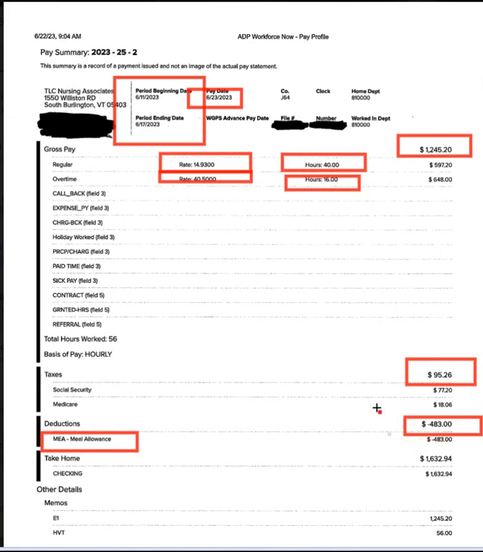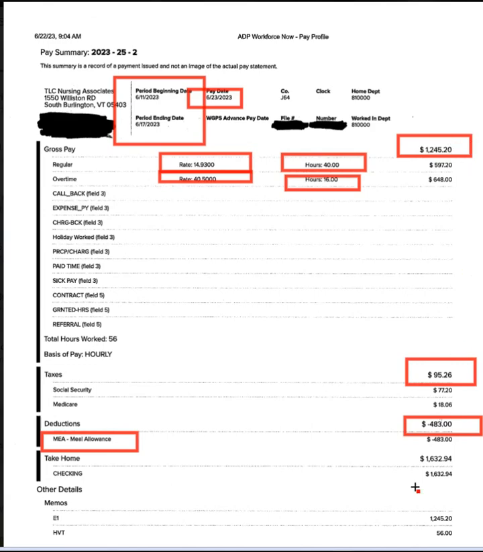The next section we're going to look at are the actual taxes that are taken out of your paycheck. This category is listed based on your W-4, how you filled that out. TLC can't make any changes to your taxes or anything in that nature. All we can do is base it off of the W-4. So if you want to change your tax withholdings, you can do that at any time on your W-4, which again is listed in ADP as well. So this person is getting $95.26 taxed out of the $1,245.20.